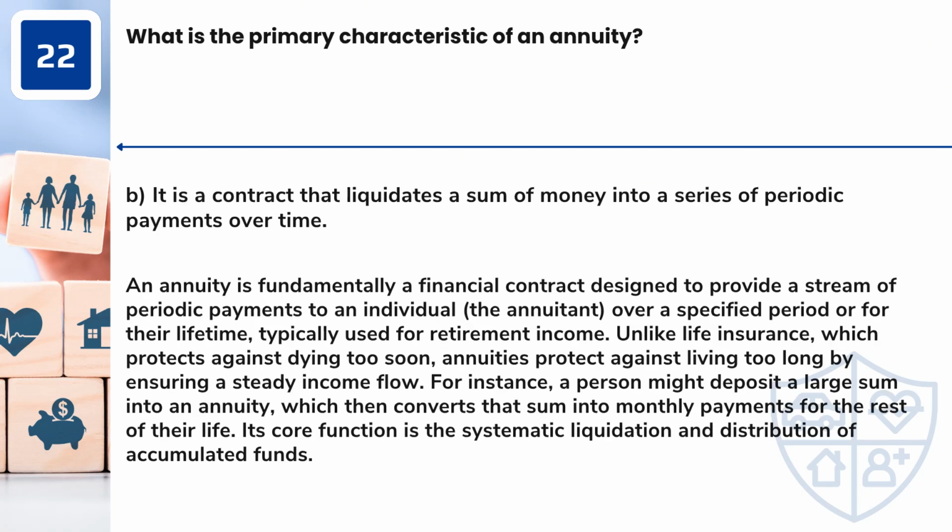Answer: B. It is a contract that liquidates a sum of money into a series of periodic payments over time. An annuity is fundamentally a financial contract designed to provide a stream of periodic payments to an individual, the annuitant, over a specified period or for their lifetime, typically used for retirement income. Unlike life insurance, which protects against dying too soon, annuities protect against living too long by ensuring a steady income flow. For instance, a person might deposit a large sum into an annuity, which then converts that sum into monthly payments for the rest of their life. Its core function is the systematic liquidation and distribution of accumulated funds.